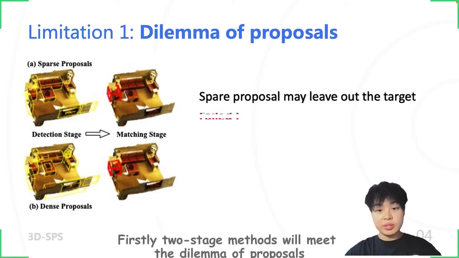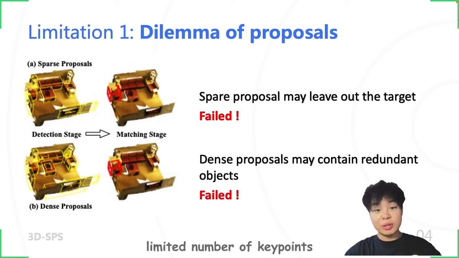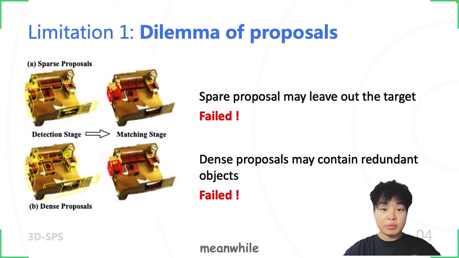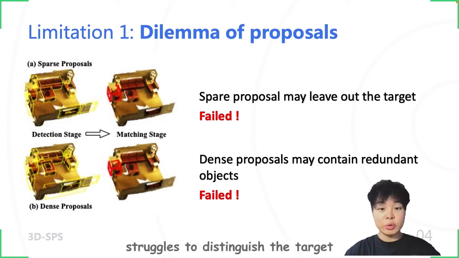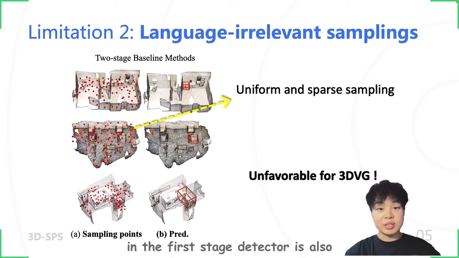Firstly, two-stage methods will meet the dilemma of proposals. Since 3D point clouds are large scale and irregular, the 3D detector needs to sample a limited number of key points to represent the whole scene. However, sparse proposals may leave out the target in the detection stage, which leads to the inability to locate the target in the matching stage. Meanwhile, dense proposals may contain redundant objects, causing the inter-proposal relationship to be so complex that the matching model struggles to distinguish the target. The key point sampling strategy usually adopted in the first-stage detector is also language irrelevant.